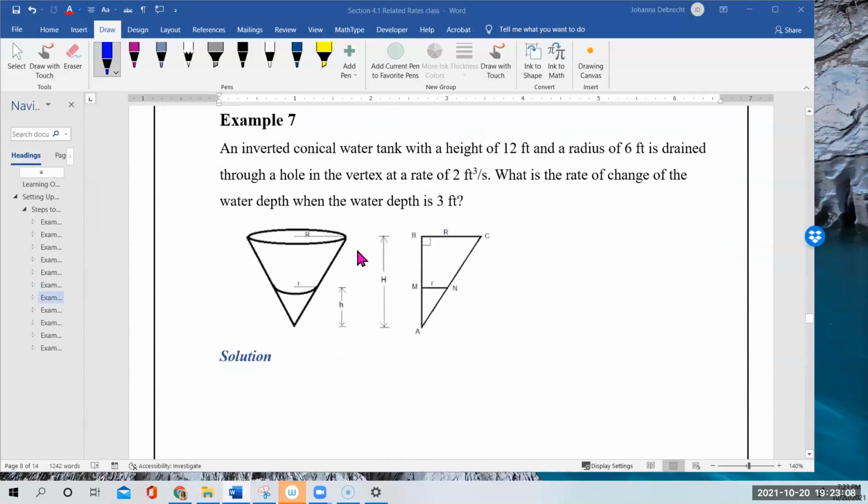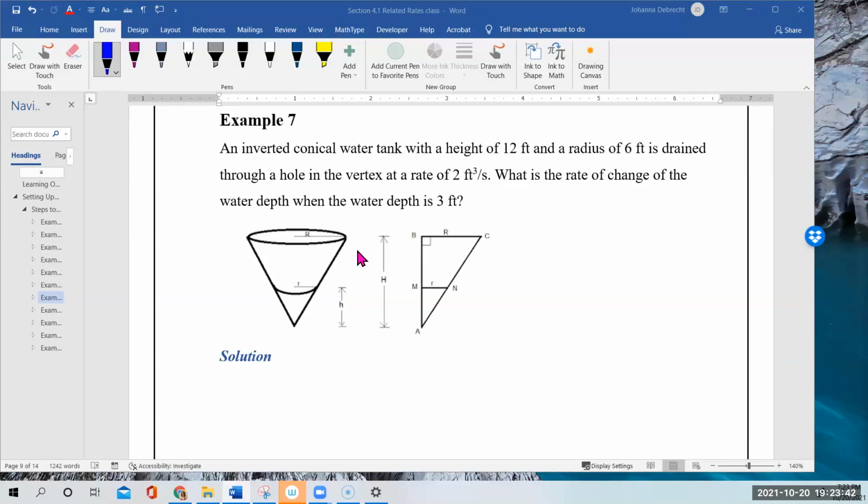Now let's take a look at another very classic and very common example of a related rate. This is a water tank, which has been inverted and is a conical water tank. An inverted conical water tank with a height of 12 feet and a radius of 6 feet is drained through a hole in the vertex at a rate of 2 cubic feet per second. What is the rate of change of the water depth when the water depth is 3 feet?